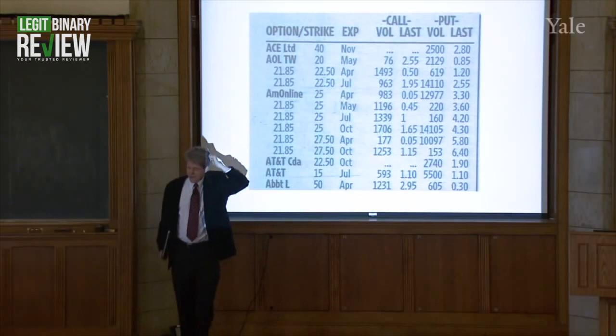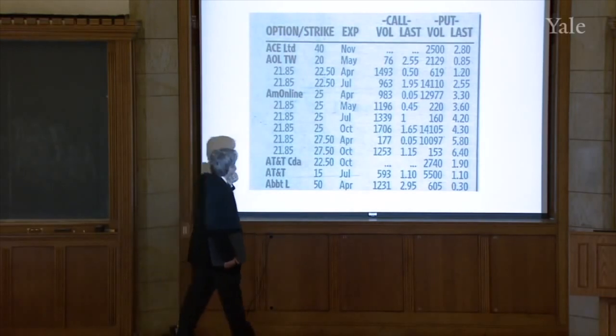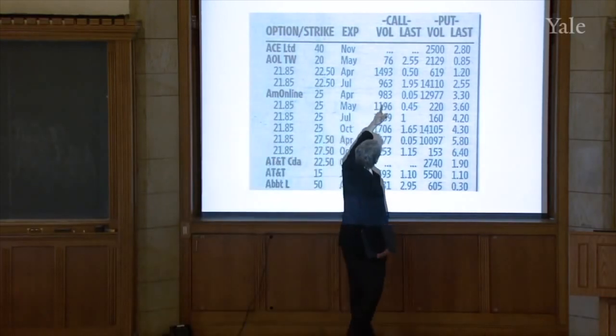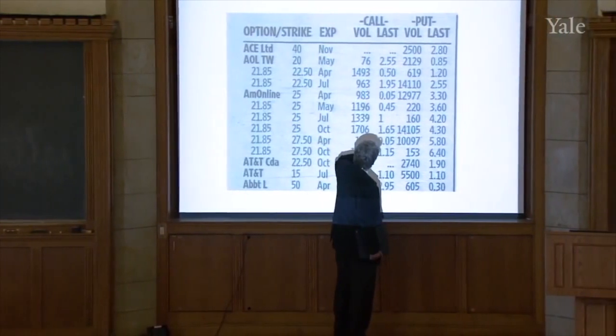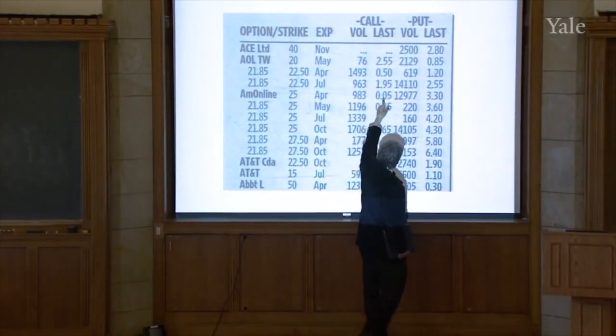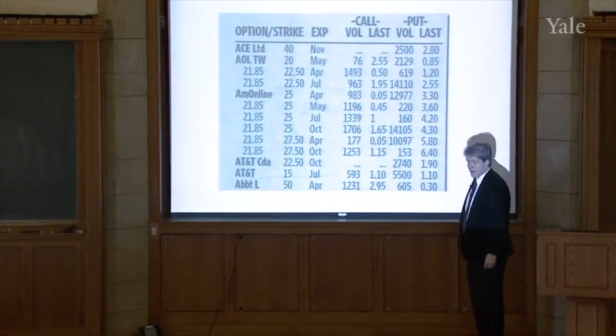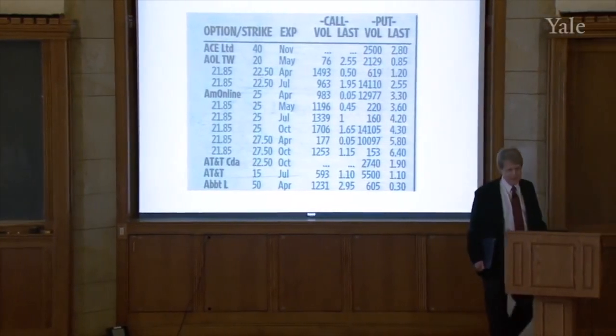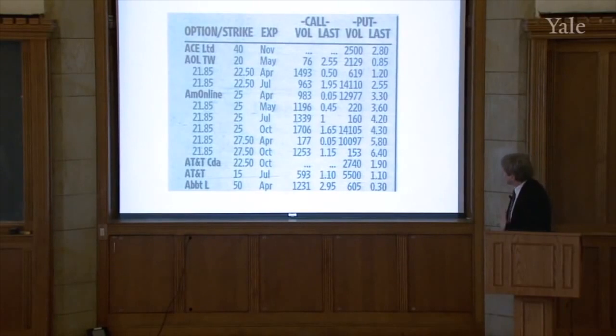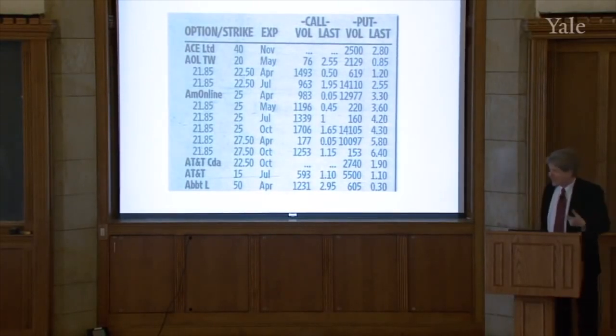Remember, it's April 2002 right now. The volume is the number of options that were traded yesterday, and the $2.55 up there is the price of a call option, the last option to be traded yesterday. This is the morning paper. It's reporting on yesterday morning's prices.